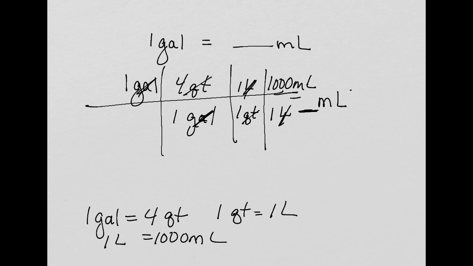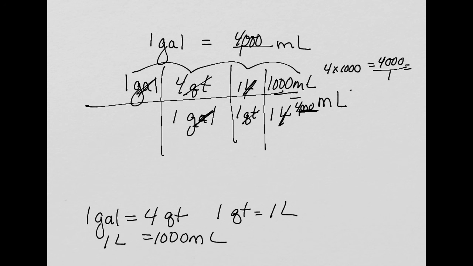So I am going to multiply these together, and so that's going to give me 4 times 1,000 equals 4,000. And then I'm going to divide that by 1. That's still going to equal 4,000. So my answer is 4,000 mLs. So 1 gallon equals 4,000 mLs.